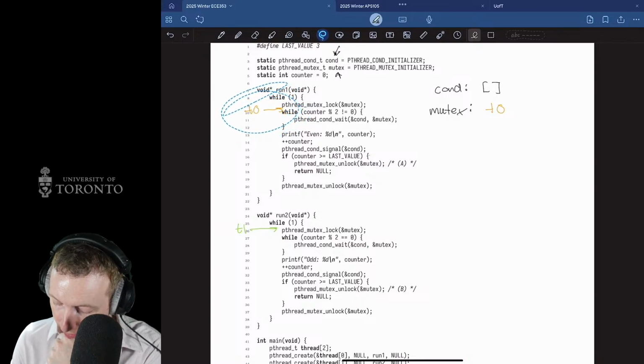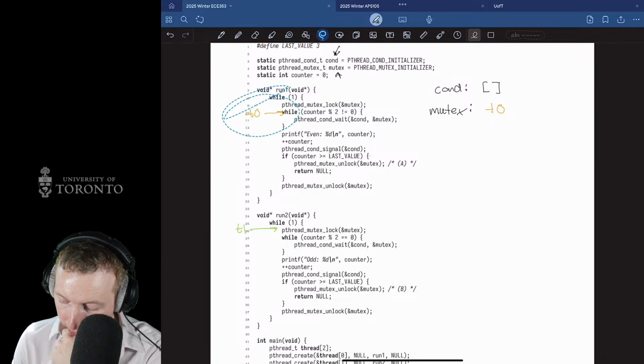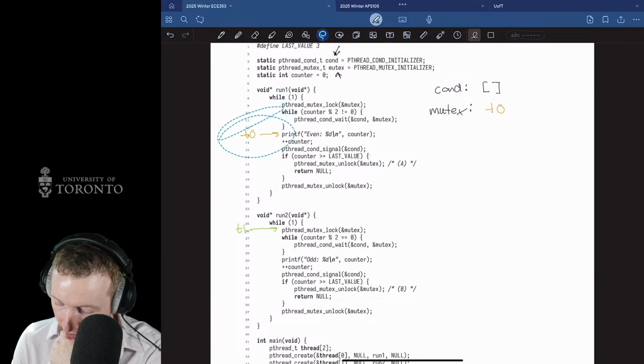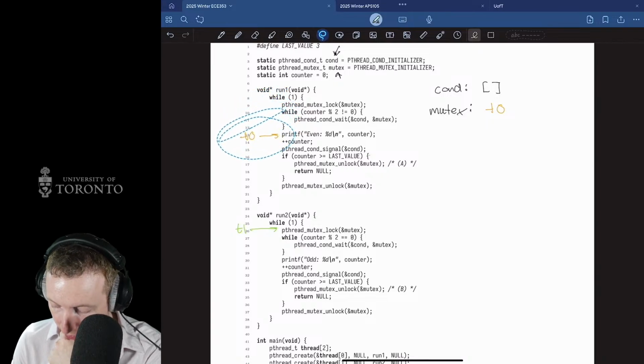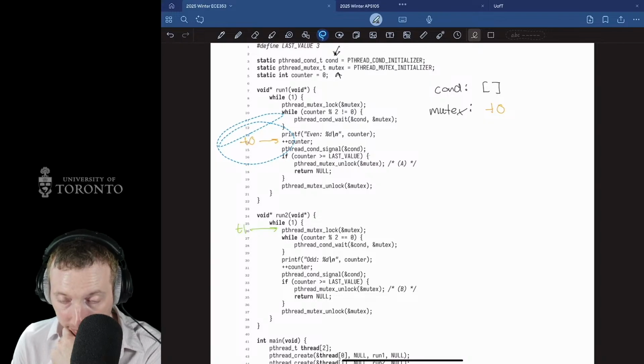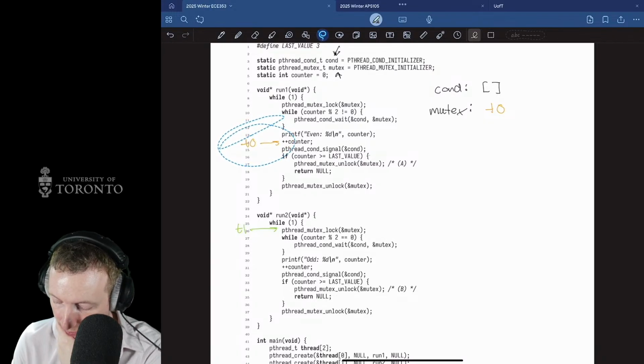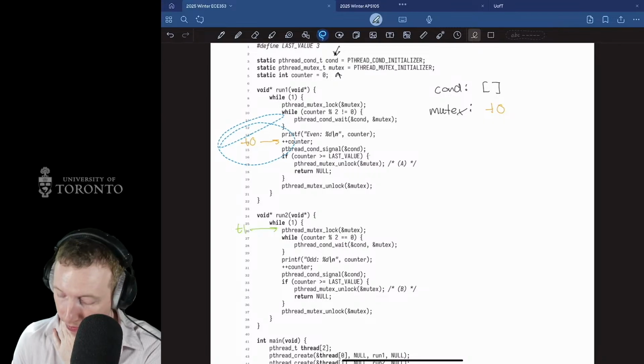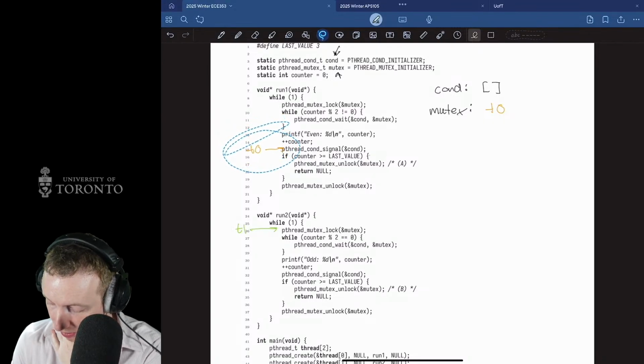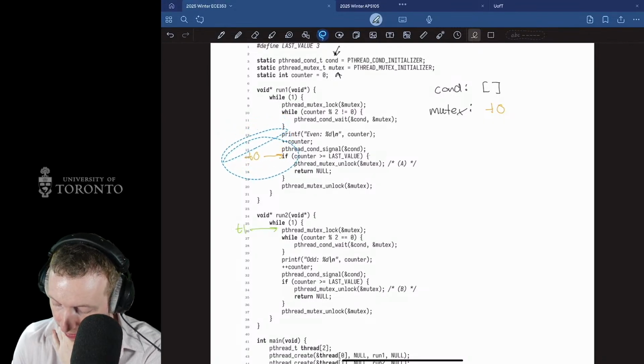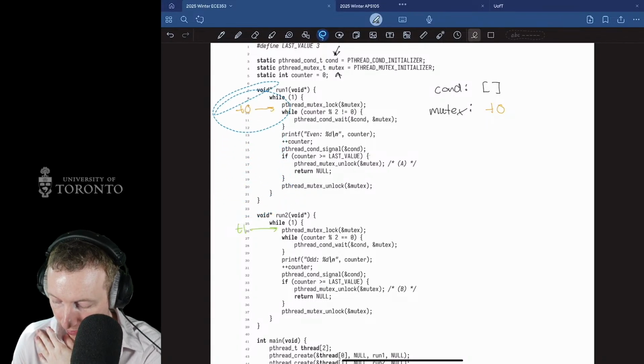So in this case, it would hit the while, does the counter not equal 0? Okay, in this case, if we mod by 2, it is equal to 0, so it would skip over that, print even, counter is 1. Again, no other choice but to continue, increment it from 0 to 1, signal, nothing would be in our queue, so nothing would happen. Is counter greater than or equal to last value? No, so it would just skip over that, unlock it, and then we don't know which one could execute first.